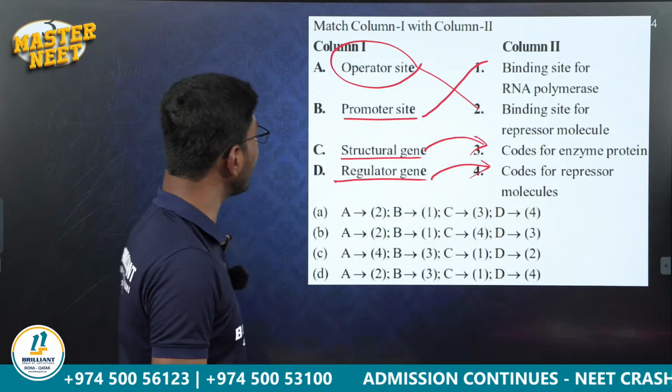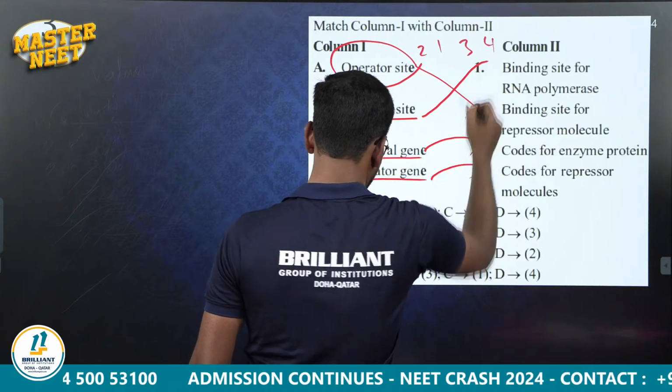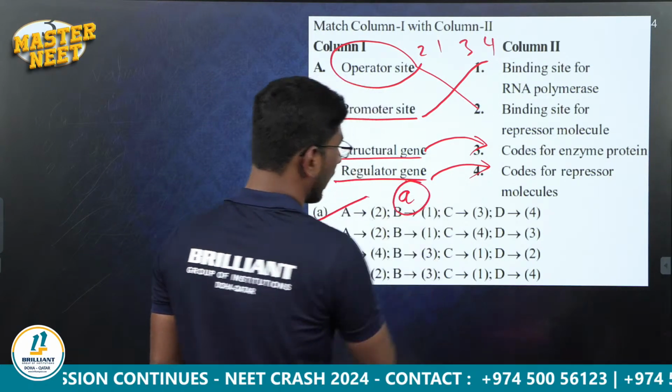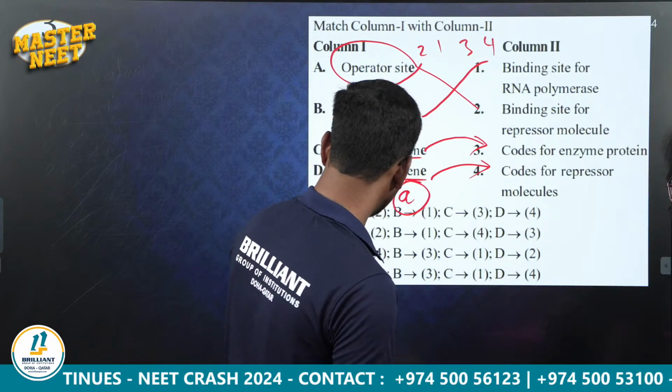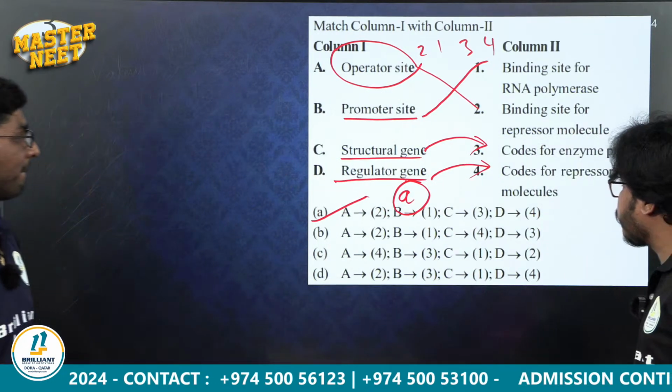So the right answer is what, my dear? 2, 1, 3, 4. Option A. Am I clear? 2, 1, 3, 4. Correct. Go to the next.